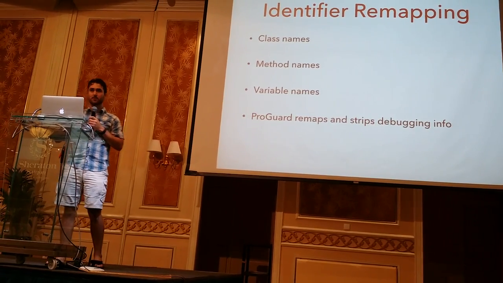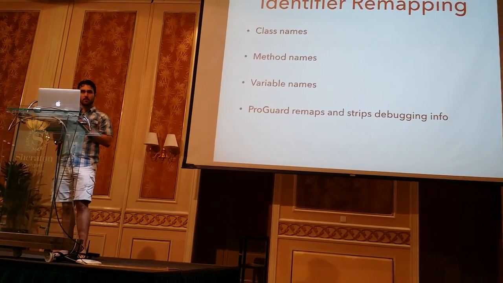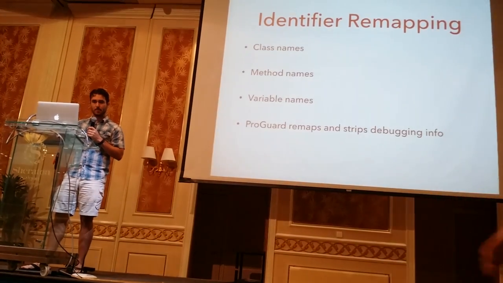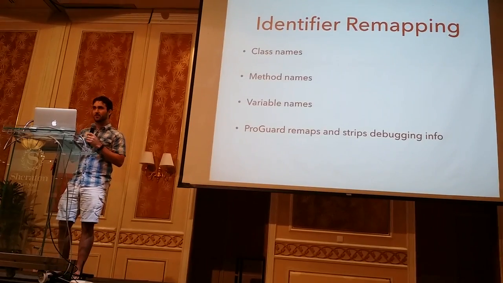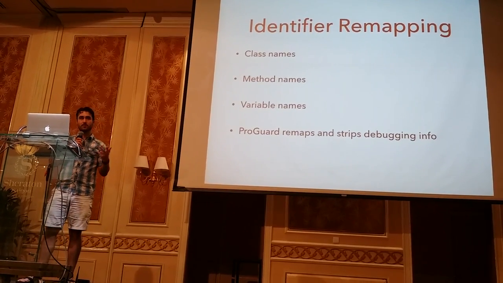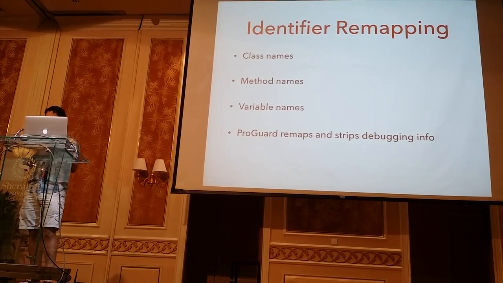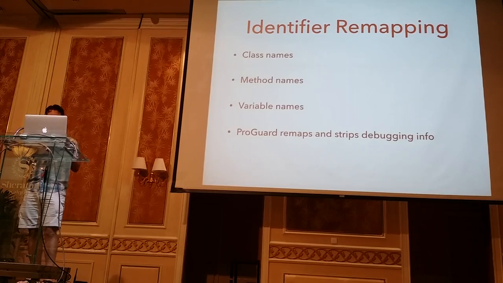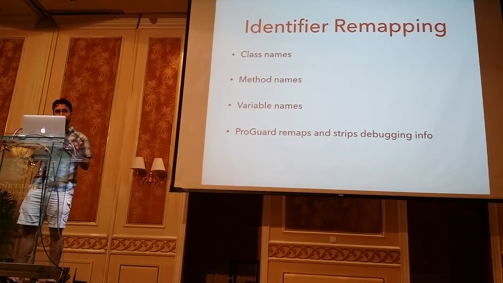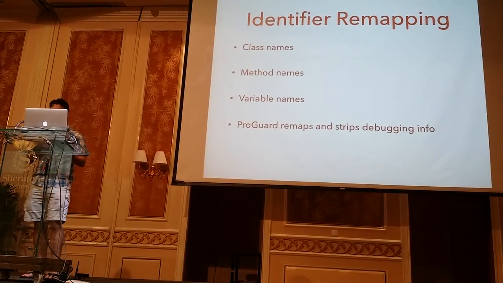And if you've done any sort of Android development, when Android first came out, you had to use ProGuard manually. And ProGuard is an optimizer, and as a side effect of optimization, it can do this identifier remapping, and it can strip debugging info. And the purpose of ProGuard is to make a smaller APK, to make smaller code. But what ends up happening is you strip out some information that's useful to people who are doing reverse engineering, and it becomes much harder to look at the application and understand what's going on. It takes a lot more effort.